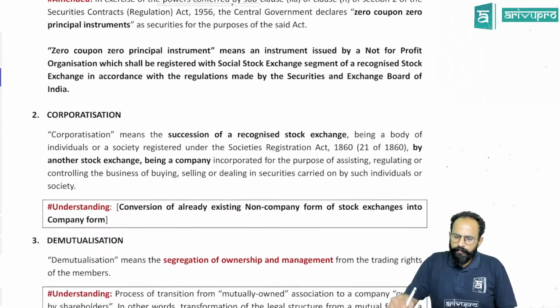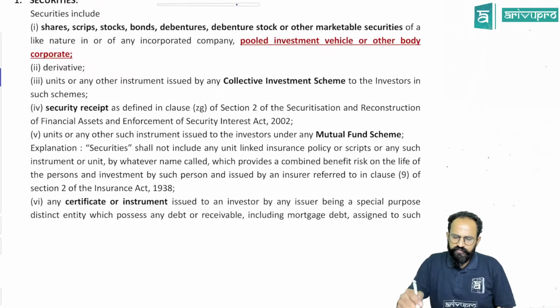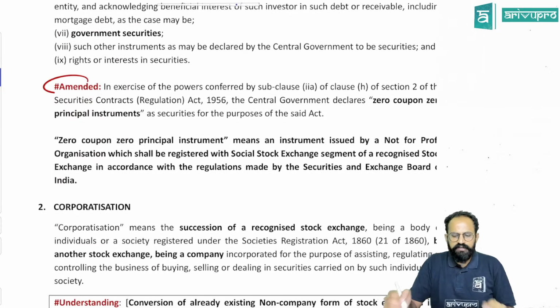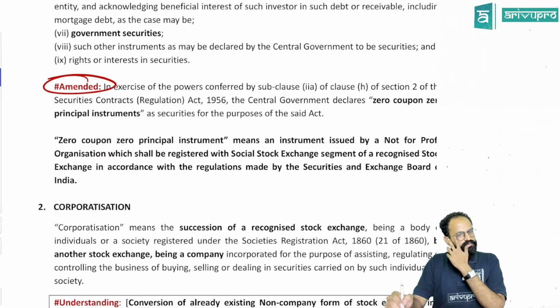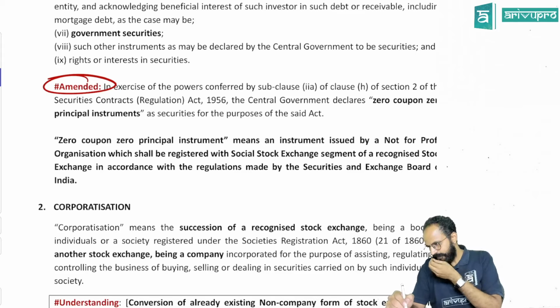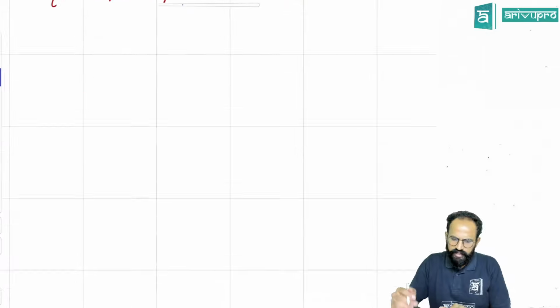In your books, just see whether, under the definition of securities, you have this word amended. You have it? All of you have it? Okay, write down.